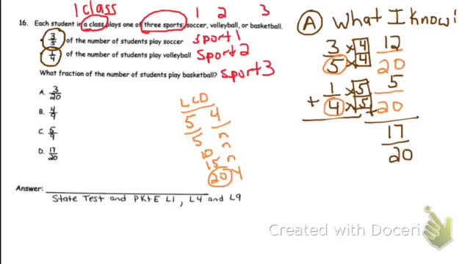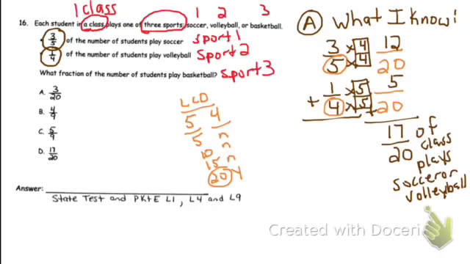I know that 17/20 of the class plays soccer or volleyball because I added together the soccer and volleyball fractions. Let's take a look at what I need to do next. When I look back at the problem, they told me the fraction of kids that played soccer and the fraction that played volleyball. I added them together and I got the total. But the question still says, what fraction of the number of students play basketball? So I don't know how many kids play basketball. How can I figure that out?